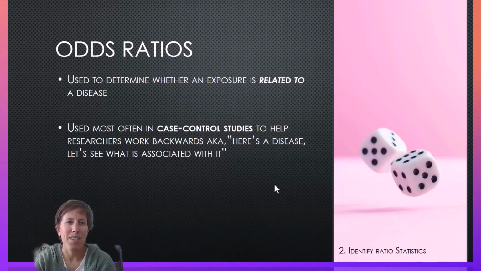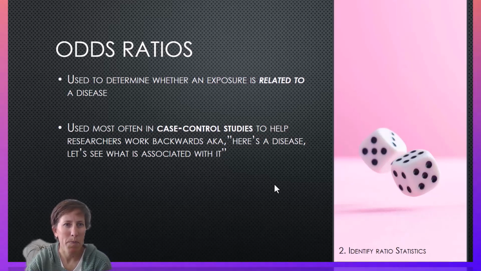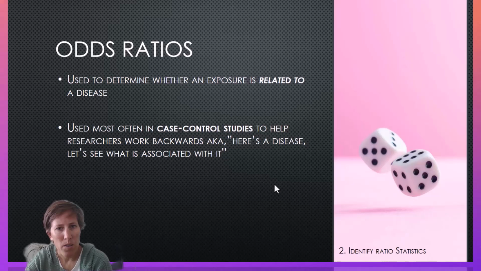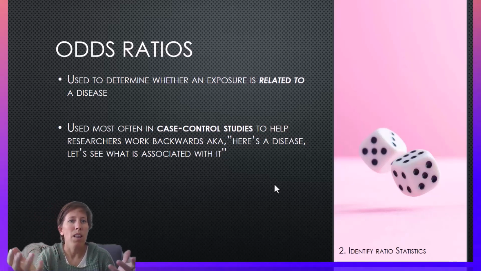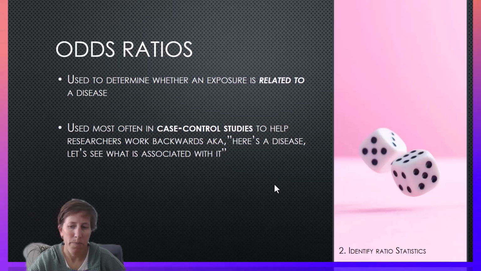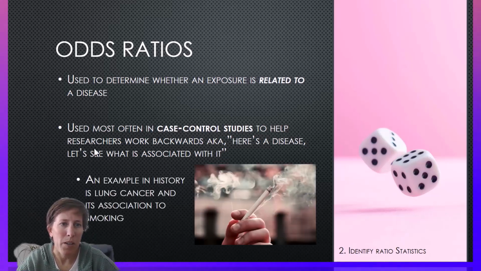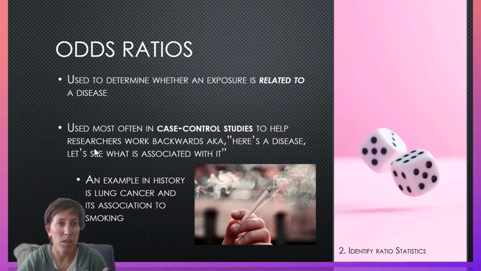Our second ratio statistic is odds ratios. Odds ratios are used to determine whether an exposure is related to a disease. So it's used most often in case control studies to help researchers work backwards. In other words, here's a disease, let's see what's associated with it. An example in history that you would be very familiar with is lung cancer and its association to smoking. Researchers saw the prevalence of lung cancer and used odds ratios to determine the association of smoking to lung cancer.